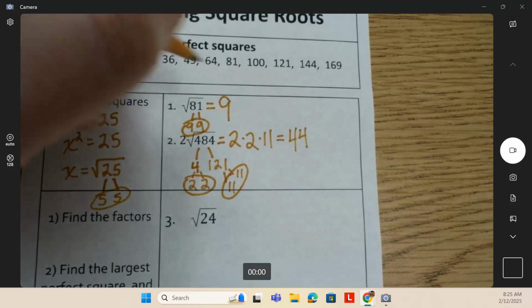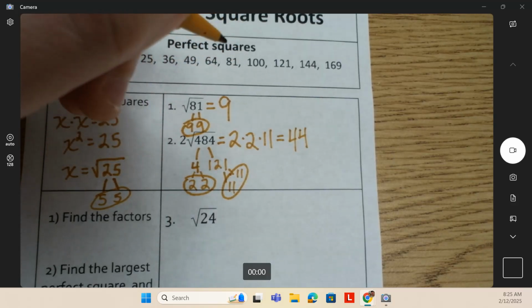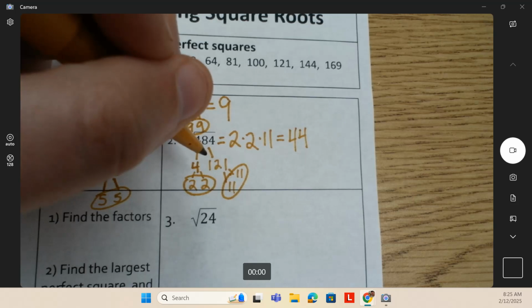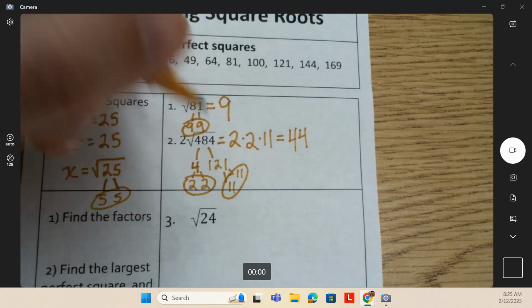And that's not one of our perfect squares up there, but 484 would be the square root of 22, just because 2 times 11 is 22.